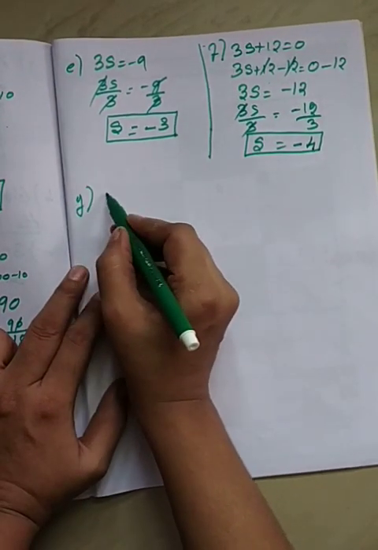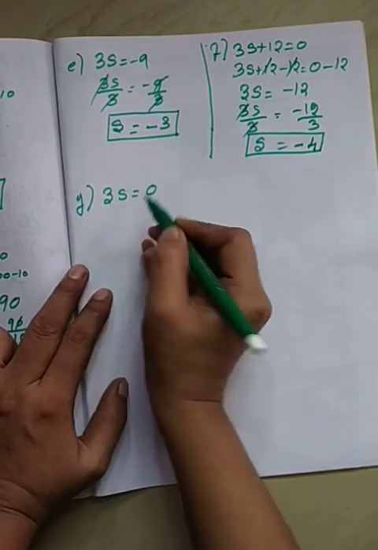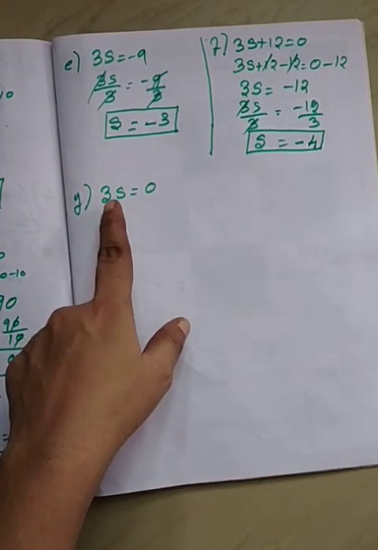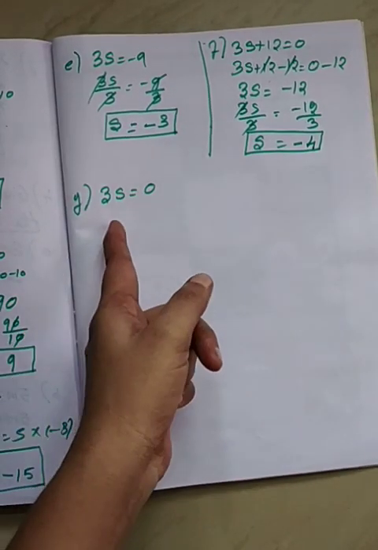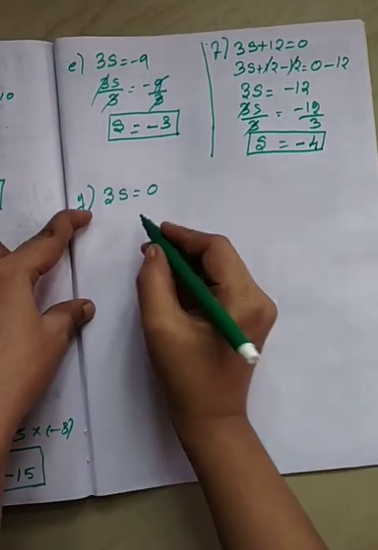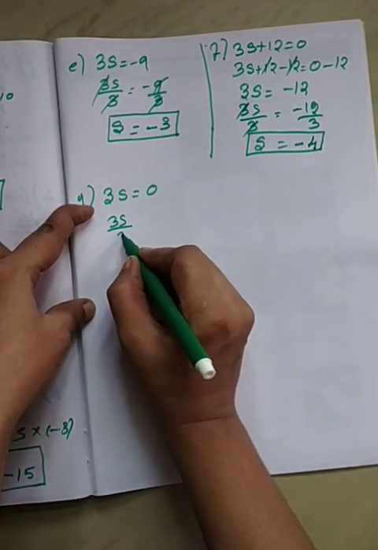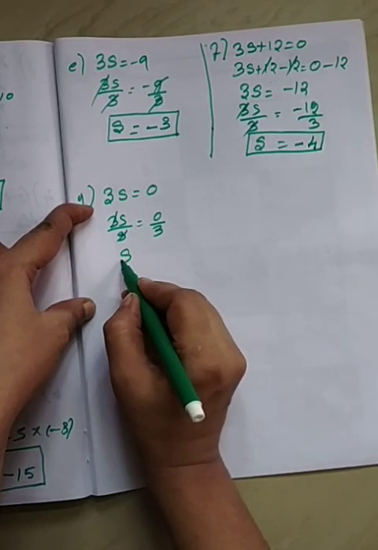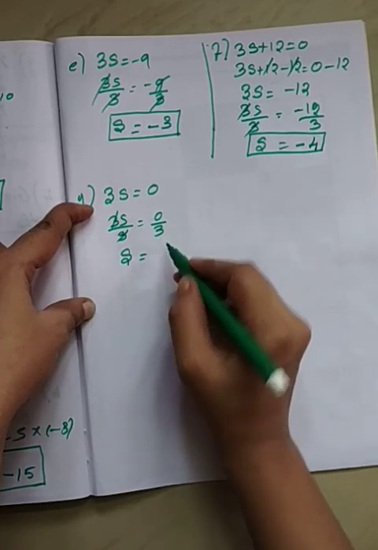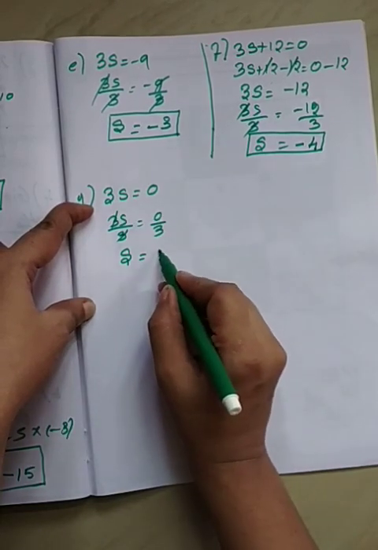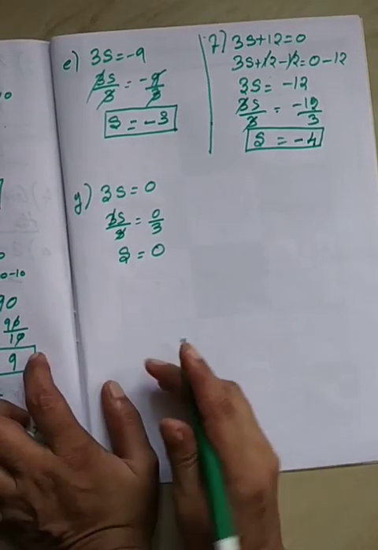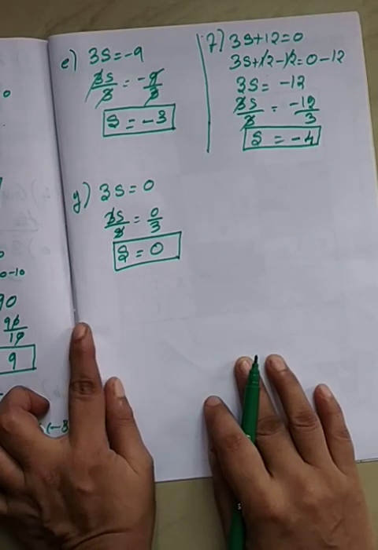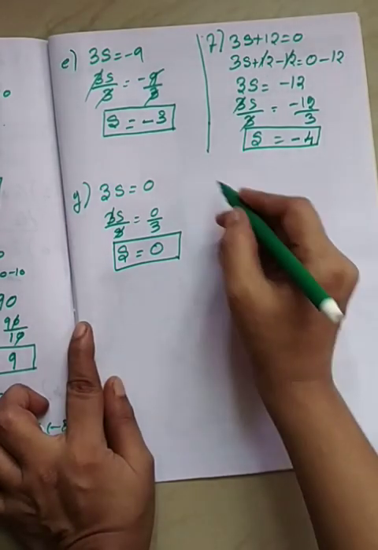See the next problem. 3s equal to 0. What do you do? 3s is there. You have to remove that 3, means you can divide by 3 on both sides. Cancel the 3. You will get s is equal to 0 by 3. What is 0 by anything? The value is 0. Clear? So s is equal to 0 is your answer. Okay. The next one.